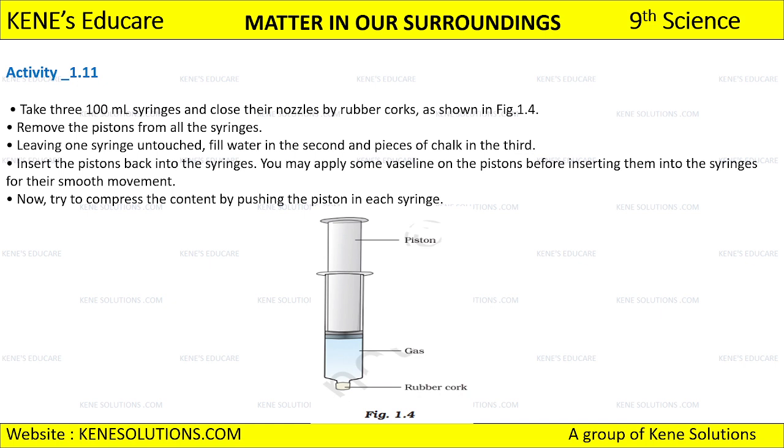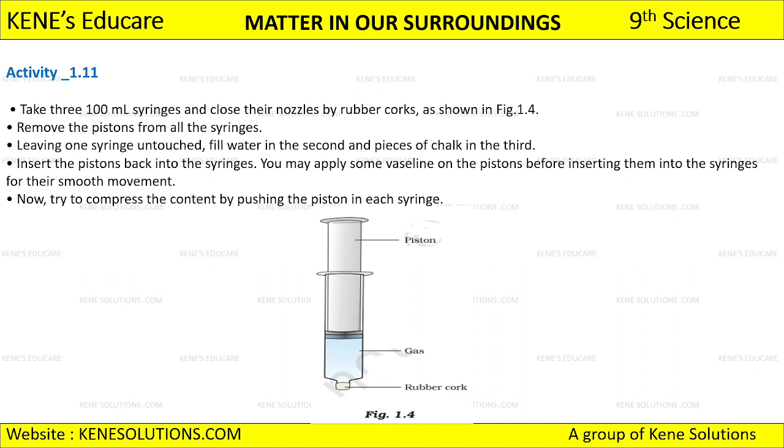Now insert the piston back into the syringe, and you may apply some Vaseline on the piston before inserting it into the syringe for smooth movement. And now try to compress the content by pushing the piston in each syringe. Okay, now you know there's one syringe that you have not done anything with, right?